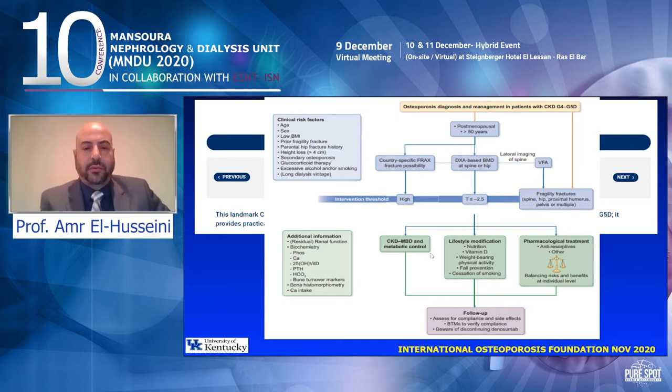So first of all, we need to control the patient's CKD MBD metabolic abnormalities, so control the serum phosphorus, calcium, vitamin D level, PTH. If there is acidosis, we need to treat acidosis. Then we need to use bone turnover markers to identify the pathology of the osteoporosis. And sometimes we need to do bone histomorphometry, so do a bone biopsy to see exactly what's going on in the bone. Every patient has to be treated with lifestyle modification, healthy lifestyle, including proper nutrition, vitamin D therapy, weight-bearing exercise, physical activity, and intervention to prevent falls. And if the patient is a smoker, we need to advocate for cessation of smoking.